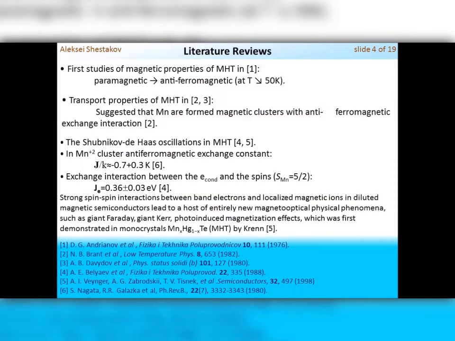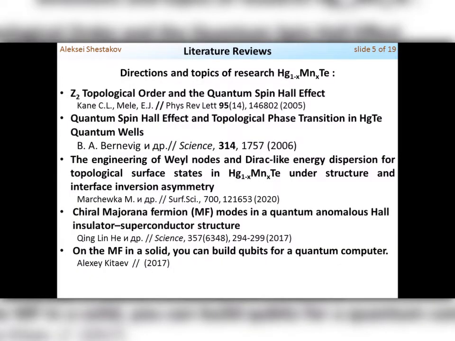Now I will talk about what was investigated regarding the magnetic properties of this compound. In accordance with the data of Andrianov, at 50 kelvins there is a phase transition from the paramagnetic state to the antiferromagnetic state. In accordance with the works of Brandt and Belaev, the manganese ions can form clusters. But in accordance with the data of Nagata, the antiferromagnetic exchange interaction is much less than the exchange interaction between the conduction electrons and the spins of manganese ions. Despite the fact that these compounds have already found wide practical application, they continue to attract the attention of researchers due to the observation of quantum effects in them.